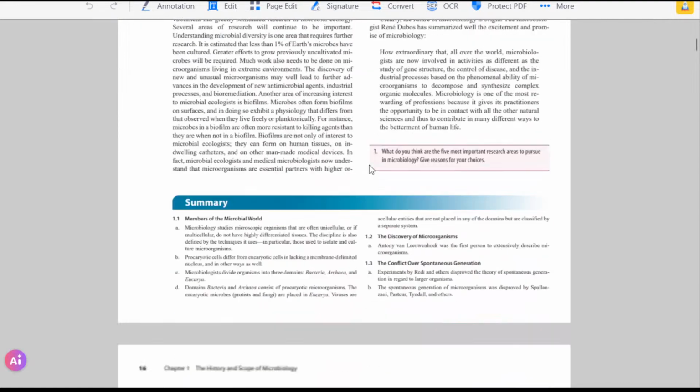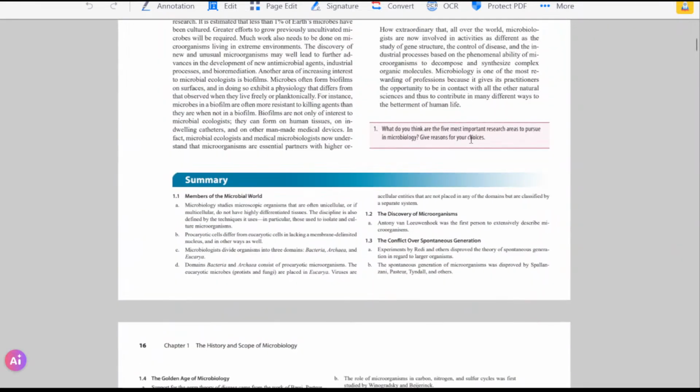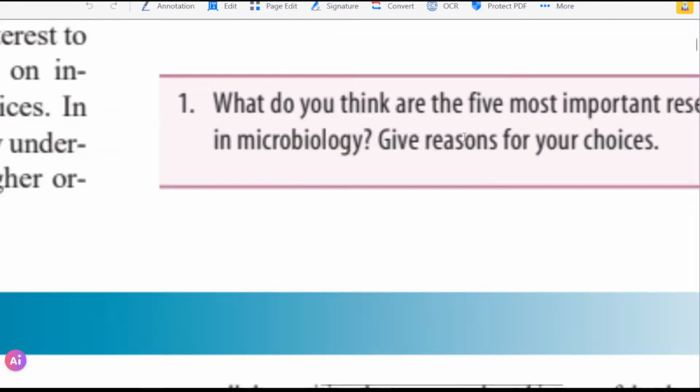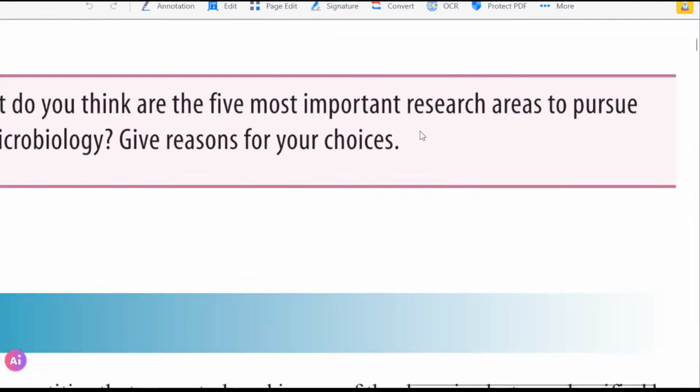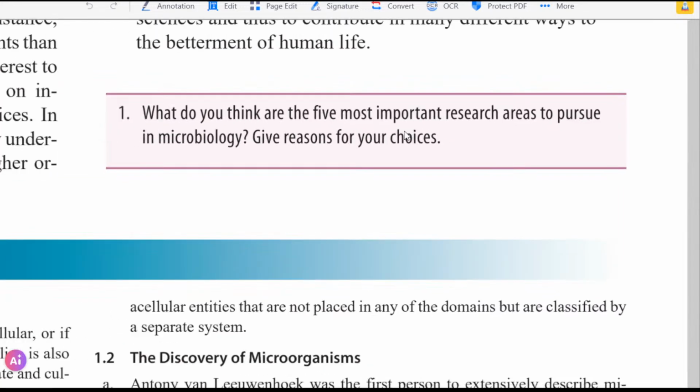Is there any other question that remains? What do you think are 5 most important research areas to pursue in microbiology? Give reasons for your choices. Huh? If I knew that, would I have had this much problem reading the book? They're really asking me this question.